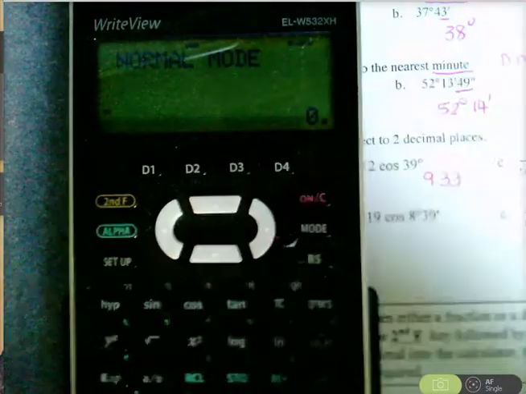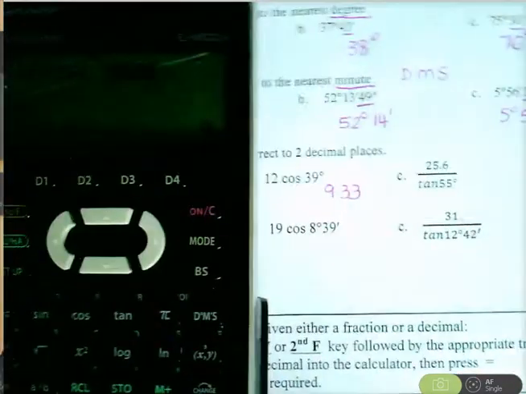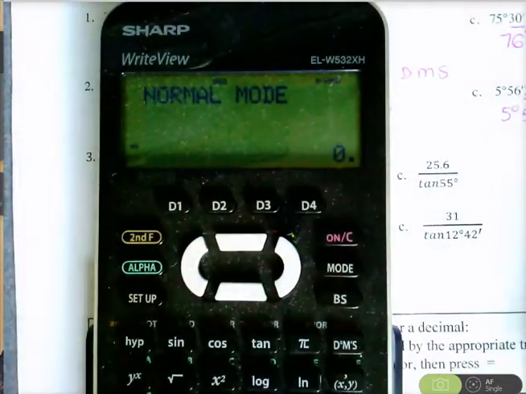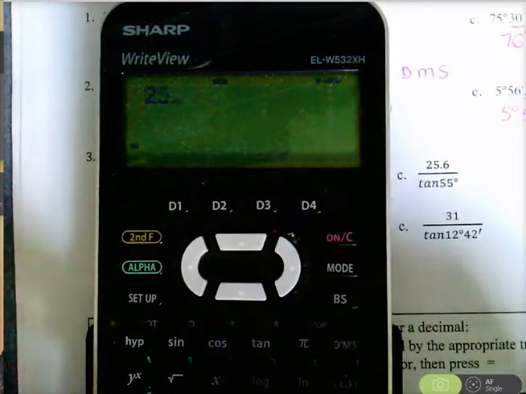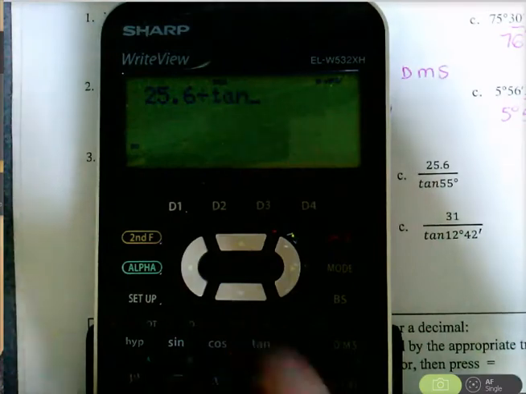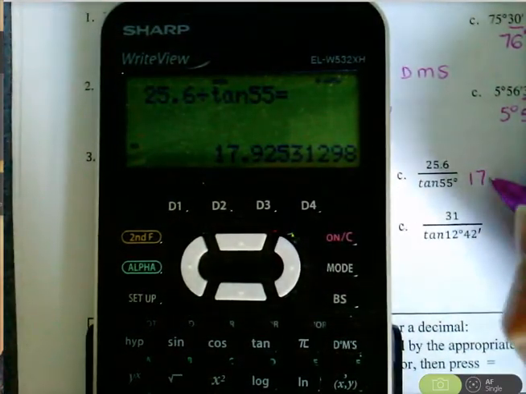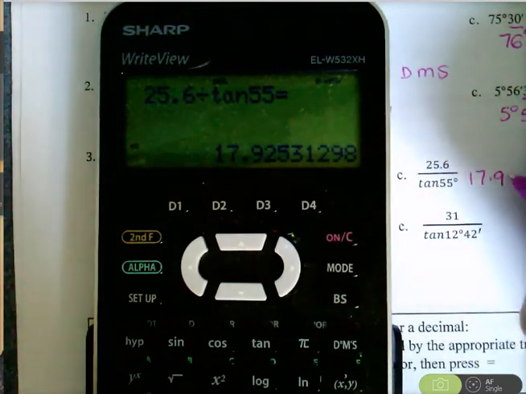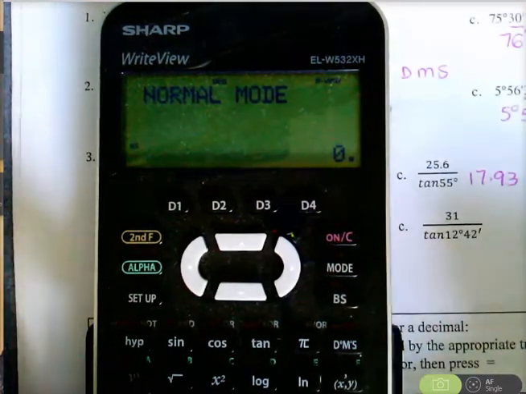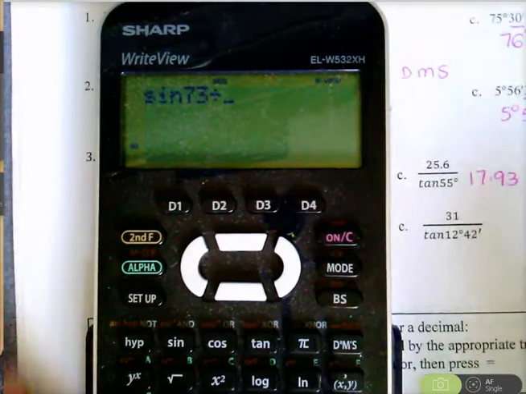And the next one, 25.6, sorry. The next one is 25.6 over tan 55, or divide by. You can just press 25.6. You can press the divide button if you want, and then just tan 55, and you will get 17.925, which is 17.93.